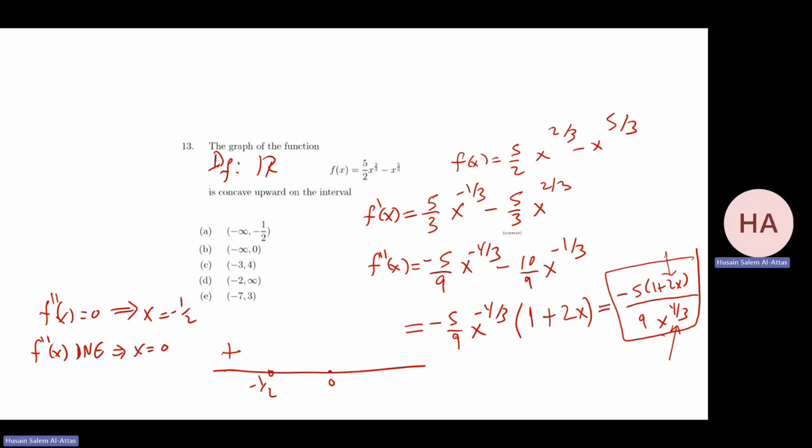A value like minus 1 over 4 gives me, that will be positive, negative, that will be negative. More than 0, 1, 2, anything. That will be positive, times negative, that will be negative. So you want concave up minus infinity to minus half. Yeah. The rest is wrong.